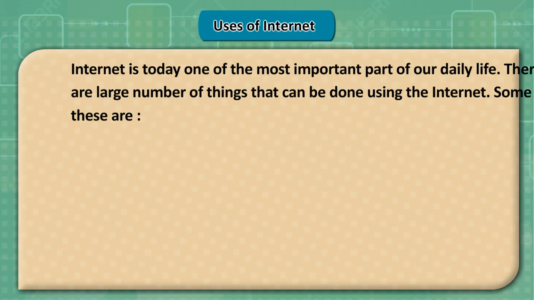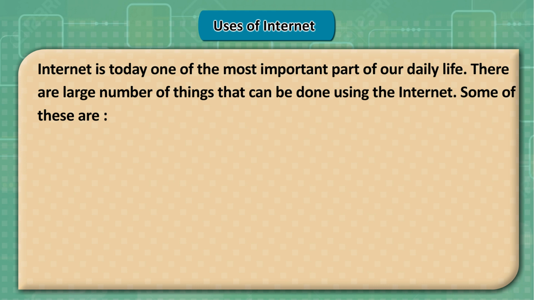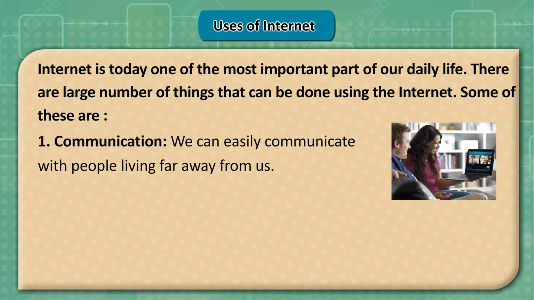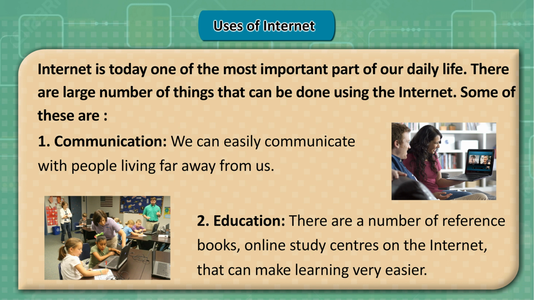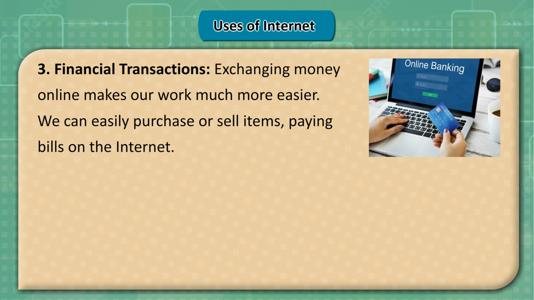Uses of Internet. Internet is today one of the most important parts of our daily life. There are a large number of things that can be done using the Internet. Some of these are: 1. Communication. We can easily communicate with people living far away from us. 2. Education. There are a number of reference books and online study centers on the Internet that can make learning very easier. 3. Financial transactions. Exchanging money online makes our work much easier. We can easily purchase or sell items and pay bills on the Internet.